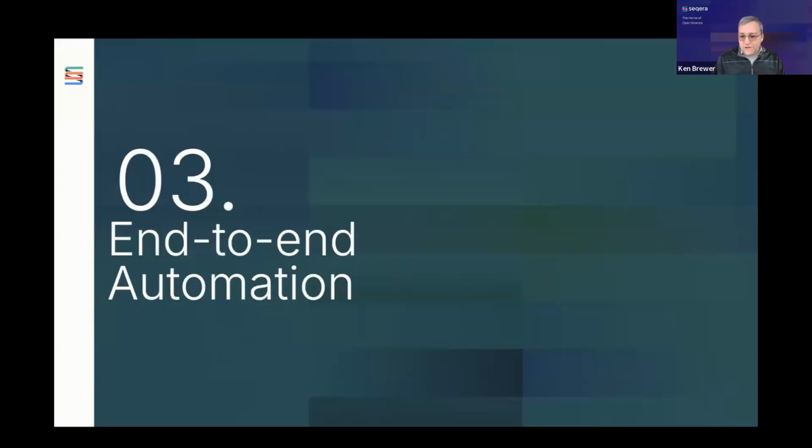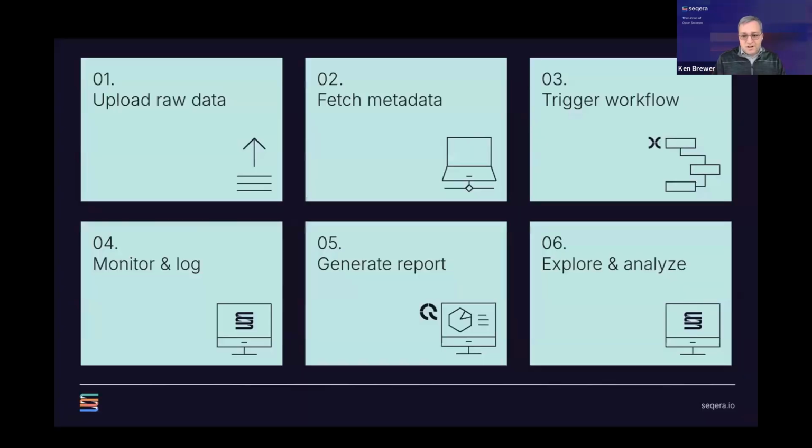So next, we're going to go to our end-to-end automation demo. And as a reminder of the six key things that we're looking to do with this: uploading data, fetching metadata, triggering workflow, doing the monitoring and logging, generating reports, and then doing some explore and analysis.